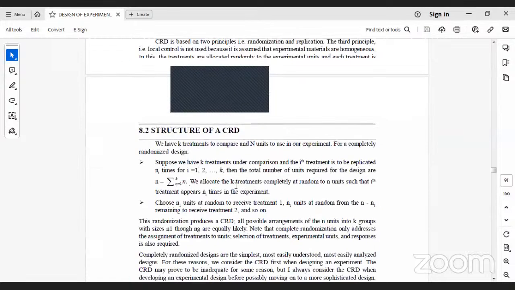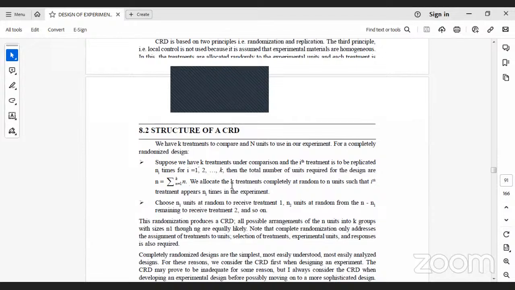The structure of CRD is very important, they will ask it. Explain the structure of CRD. Suppose we have K treatments under comparison, for a completely randomized design with N units. The ith treatment is to be replicated Ni times, i = 1 to K. The total number of units required for the design is N = summation of Ni for i = 1 to K. We allocate the K treatments completely at random to the N units, and the ith treatment appears Ni times in the experiment.